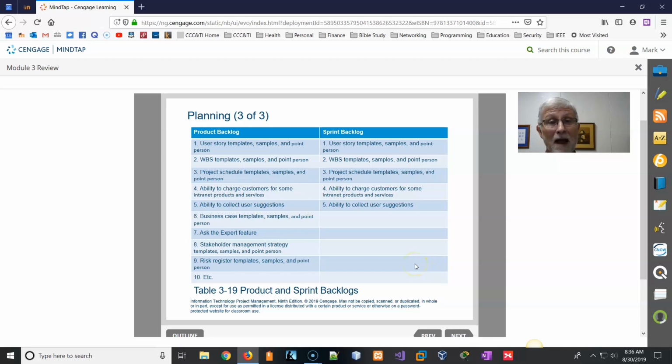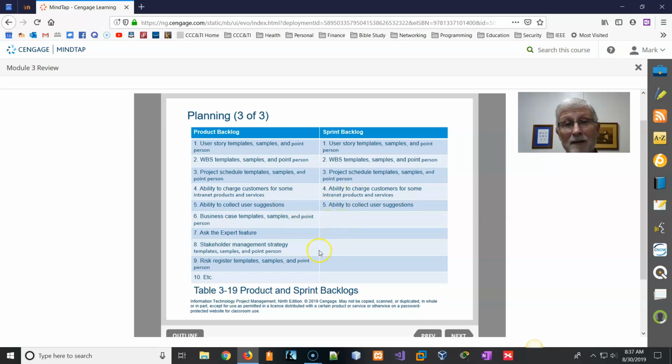Now, this backlog between product and sprint, on the product side, you got these stories, what you want to have done. I've got, as you can tell, most of the same thing. So on the product side and on the sprint side, all of these are identical. I've got work breakdown structures. I've got a project schedule, what needs to be done. I need to be able to charge the customers for some of their services.